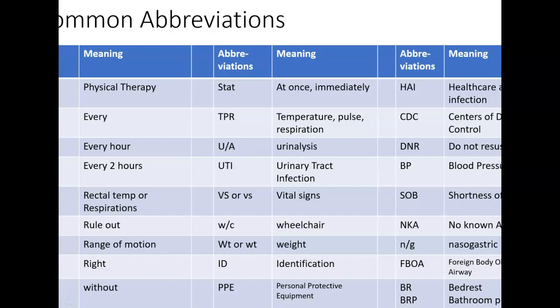PPE is our personal protective equipment, where we're learning how to put on our gown and our gloves and our mask. HAI is healthcare acquired infection. CDC is Centers for Disease Control. DNR is do not resuscitate. BP is blood pressure. SOB is shortness of breath. NKA is no known allergies. NG is nasogastric. FBOA is foreign body obstructed airway, so they're choking on something. And BR is bed rest, where BRP is bathroom privileges.